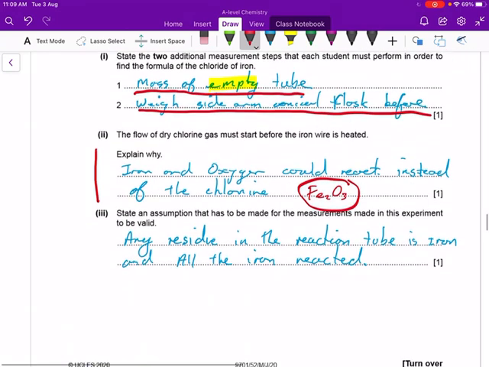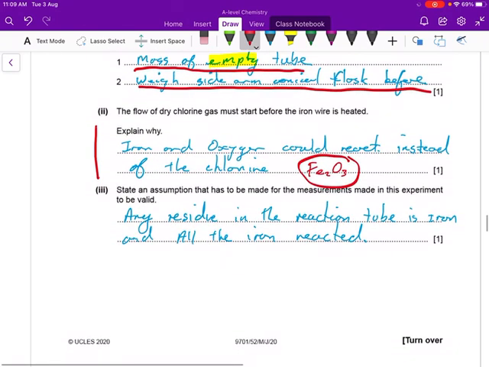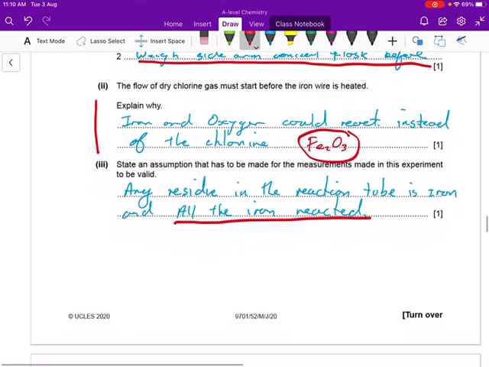Again, think clearly when you do this paper 5. It is really based on, can you think what might happen? State an assumption that is made in this: well, all the iron reacted. That's an assumption. Or that all the residue in the reaction tube is iron. Because they don't tell us that, we're assuming that within the reaction.